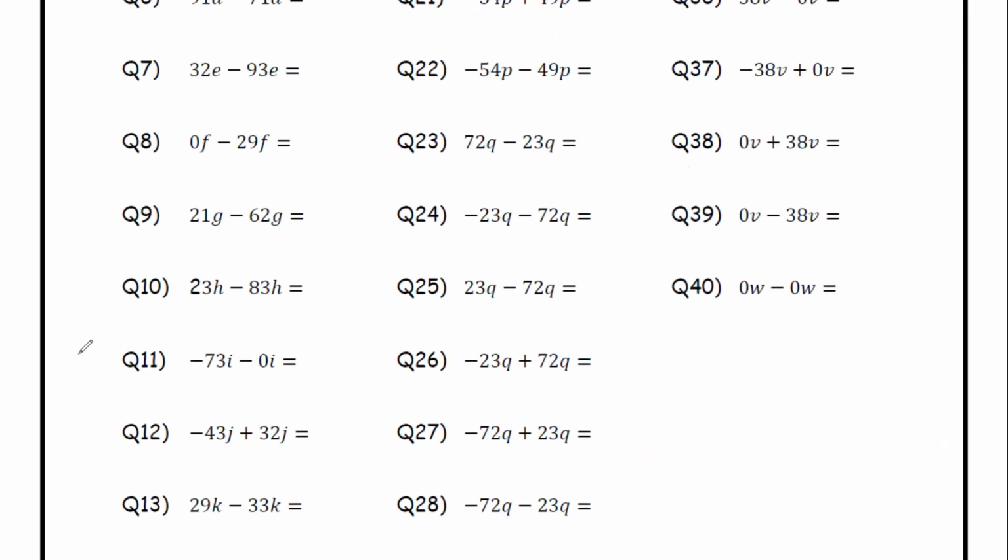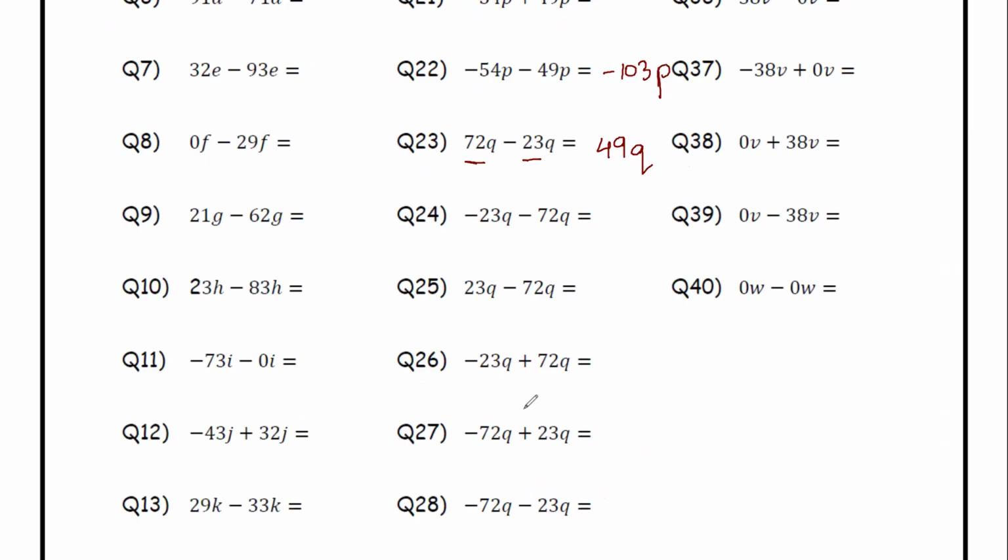Okay. So 22 is both negative, so we got negative 103p. Out here, 72 and 23, the difference is 49q. Okay, the difference of the absolute values 72 and 23. Right. So we got 49q. Okay.